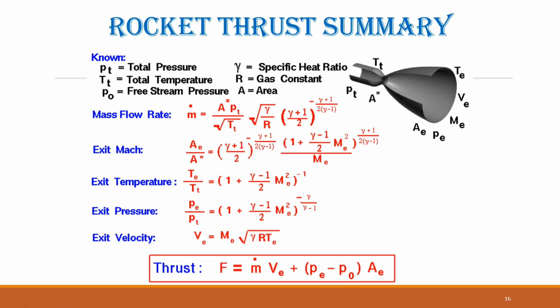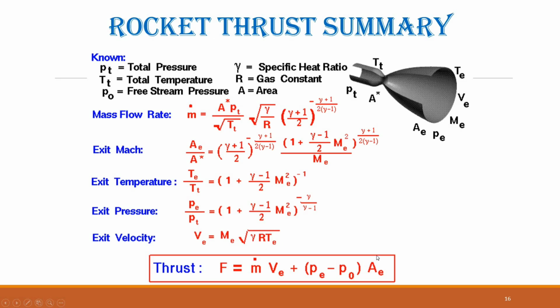Once we know the exit temperature, we can compute the exit velocity. The exit velocity equation relates velocity to Mach number and the local speed of sound. In words, the exit velocity is equal to the exit Mach number multiplied by the square root of the specific heat ratio times the gas constant times the exit temperature. This velocity represents how fast the exhaust gases are leaving the nozzle.